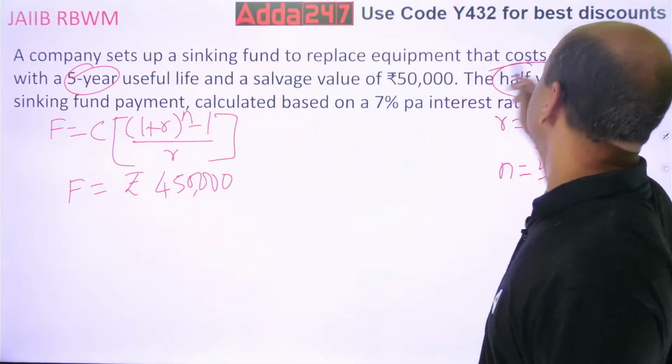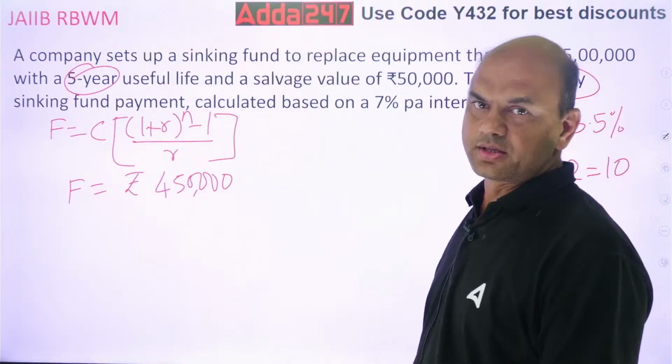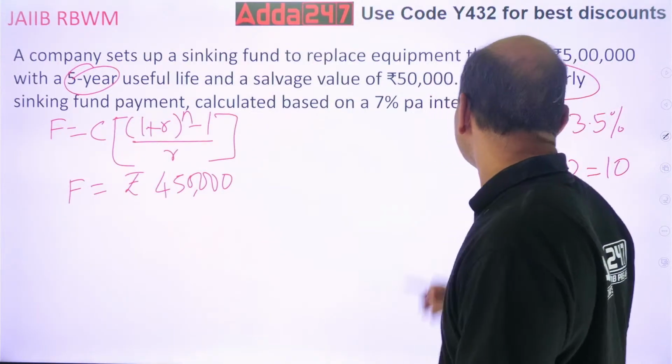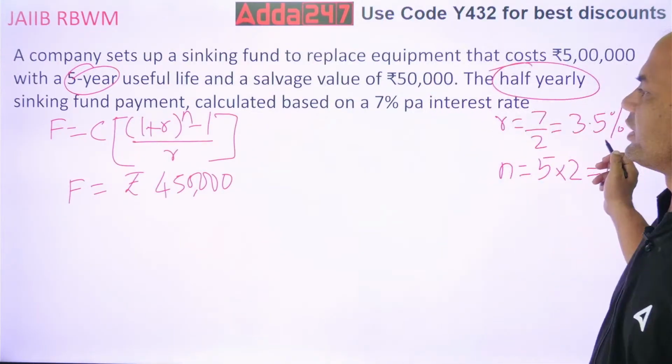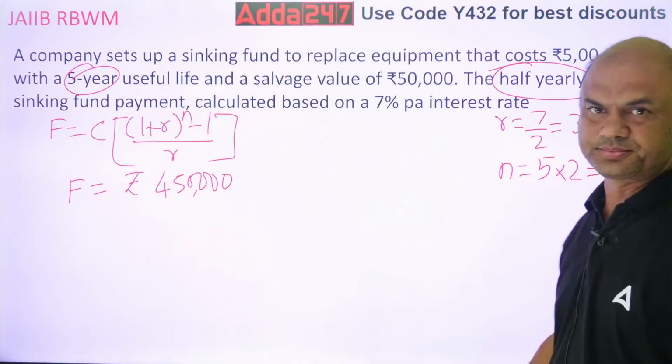5,00,000 minus 50,000 gives you 4,50,000. Subtract it and you will get 4,50,000. R, I have already written as 3.5. N, I have already written. C is what you will have to find out.